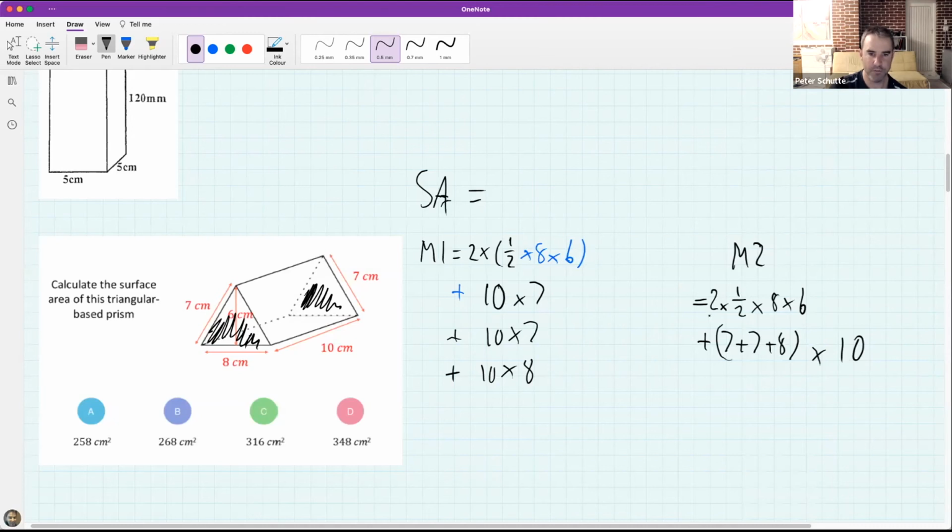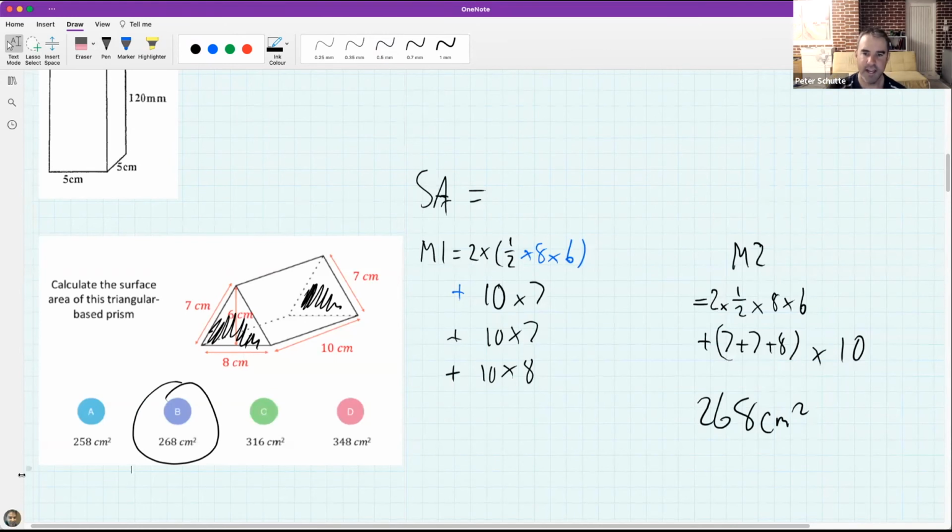Or with method 2, you do the same first step. And in the second step, all you do is ask, what is the perimeter of the triangle? And it's just going to be 7 plus 8, which is there. And then you times it by 10, which is the base. Can you see how you get the same thing in the end? And so your final answer should be 8 times 6 plus, that is going to be 22 times 10. And you should get 268 centimeters squared, which would be B.